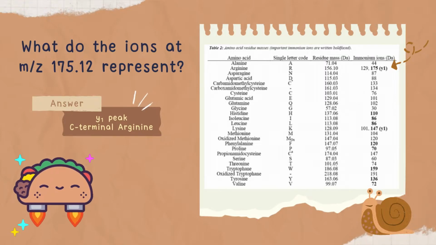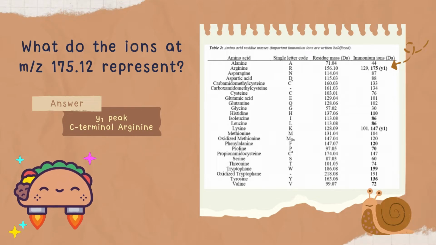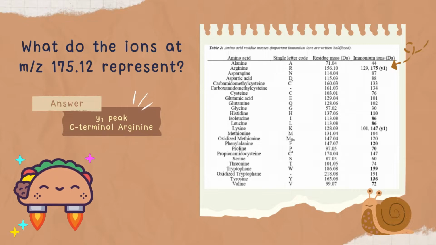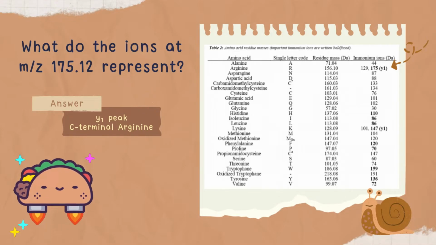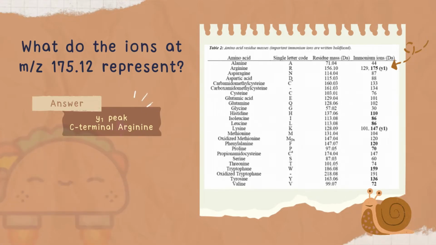So this Y1 peak at 175.12 represents the C-terminal amino acid, which can either be arginine or lysine, since the digestion used is trypsin. Looking at the table on the right, it shows that it's a C-terminal arginine, since if it was lysine, it would have a mass to charge ratio of 147 instead.